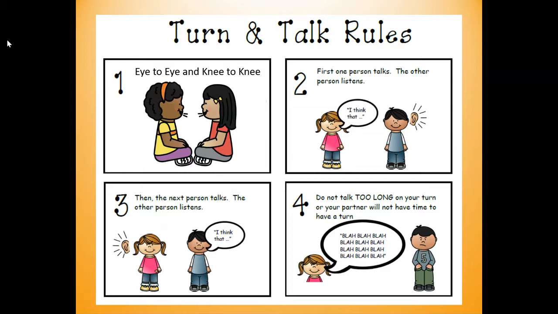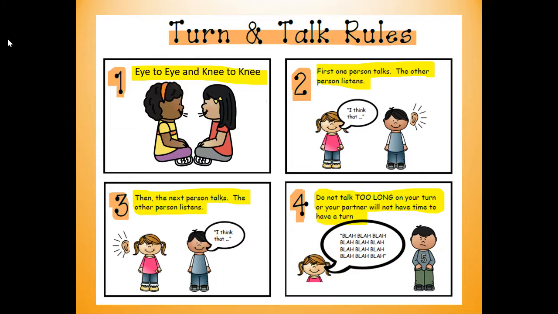All right, if you have a partner at home or you're my virtual partner, here's our turn and talk rules. Number 1, eye to eye, knee to knee. You always make sure you're facing the speaker. Number 2, first one person talks, the other person listens. Number 3, then the next person talks, the other person listens. Number 4, do not talk too long on your turn or your partner will not have time to have a turn.